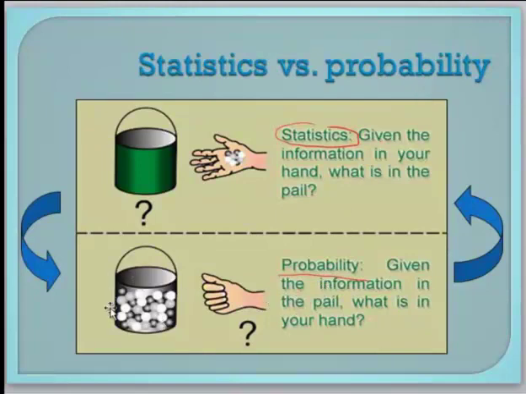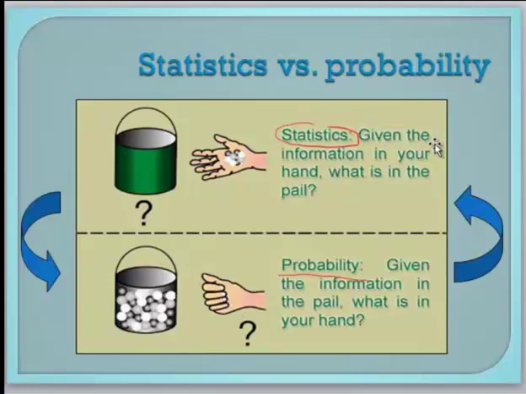Probability is, well, let's say that we know exactly how many marbles of each type are in a pail, and we grab a handful out. What's the probability of us finding, for example, 2 white marbles, 3 green marbles, and a gray marble in our hand? So we already know what's in the pail. We just want to know the probability of selecting certain numbers or types as we grab a handful.